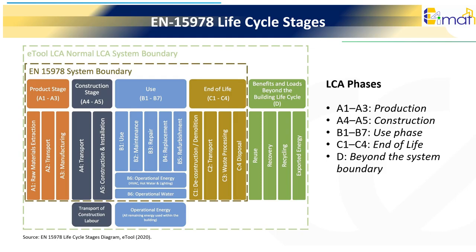This staged structure is not only a way of organizing information, it directly shapes the scope, the boundaries, and ultimately the results of the LCA. Depending on which stages are included, excluded, or emphasized, the outcome can change significantly. This is why adhering to EN 15978 is essential for producing LCAs that are transparent, comparable, and methodologically consistent. In the following slides, we will look at each stage separately to understand how they fit into the overall workflow.